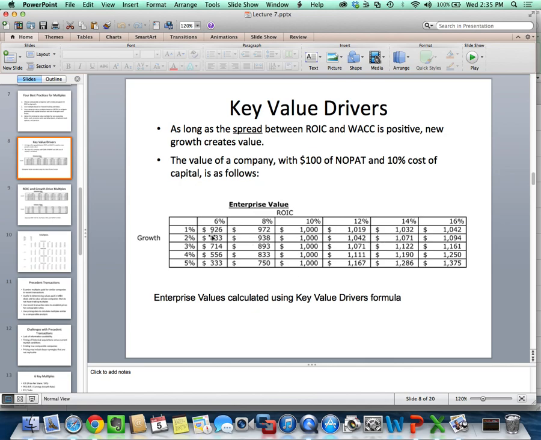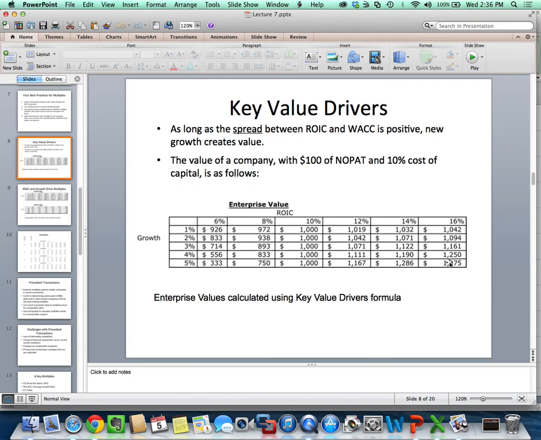What about these two columns, the 6 and 8%? Why do these numbers get lower as growth increases? Yeah, they're getting less of a return on investment, and specifically they have a negative spread. When you grow at a negative spread, you destroy value. That's what you see there. And so what's happening over here in the bottom right corner of this table? This is growth at a positive spread. It's an almost exponential increase in value.